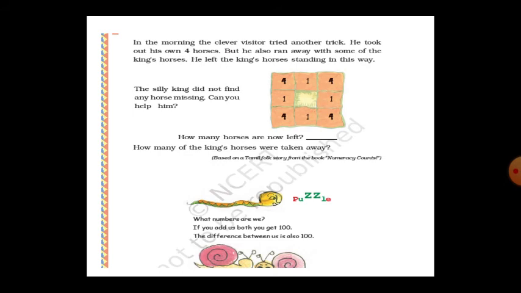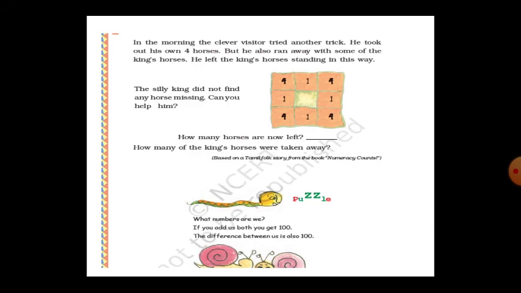See, he mismatched the order like this, and he arranged like this, and that visitor took his horses and went away. So how many are there now? You can count and write the answer. So like that, how many horses are there? 4 plus 1 is 5, 5 plus 4 is 9, 9 plus 1 is 10, 10 plus 1 is 11, 11 plus 4 is 15, 15 plus 1 is 16, 16 plus 4 is 20. There are 20 horses only left.